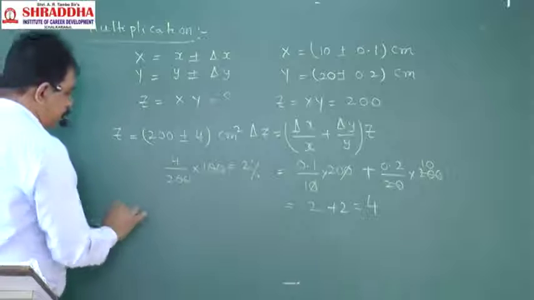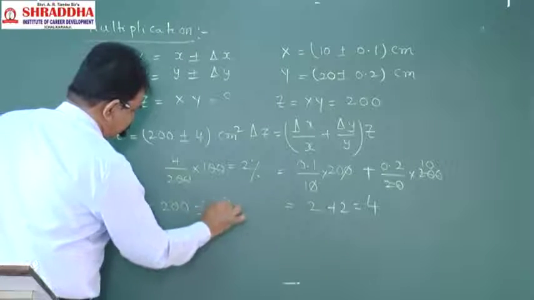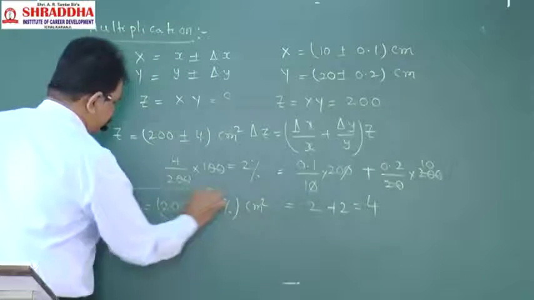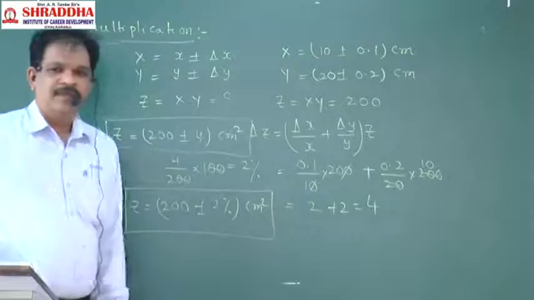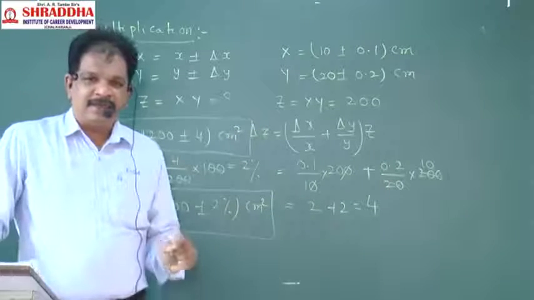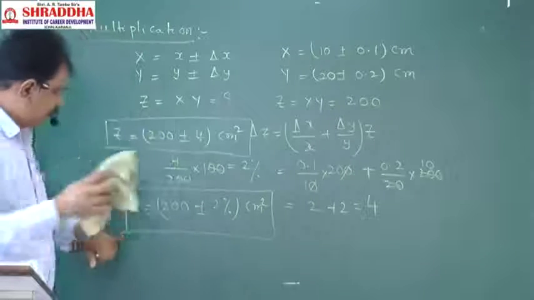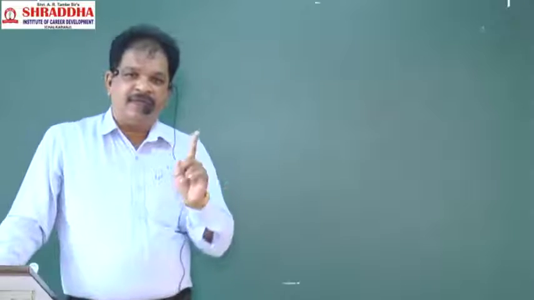So what we can write here, 200 plus or minus 2%. This will be the correct answer. This will also be the correct answer. Like that, in multiplication we have to calculate errors. Next, division. After this, significant figures will be there, rounding off will be there. Maximum it will take one lecture to finish the theory part.